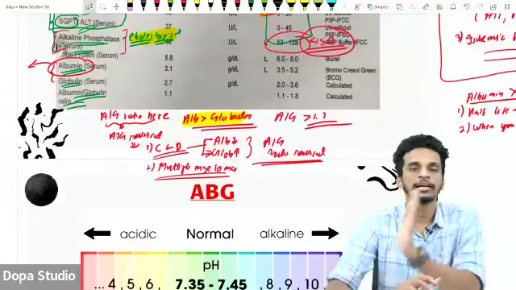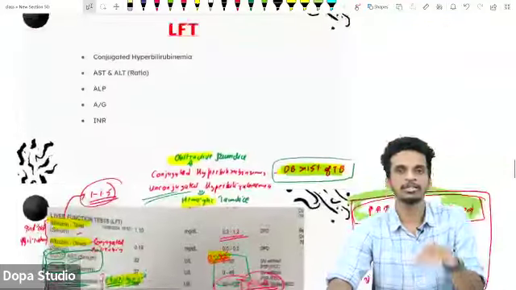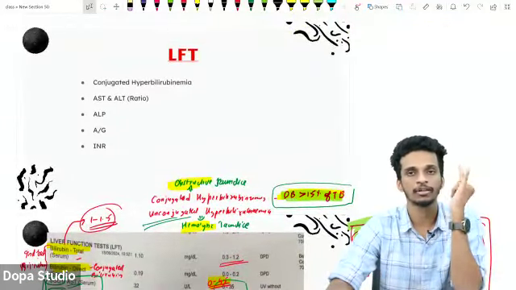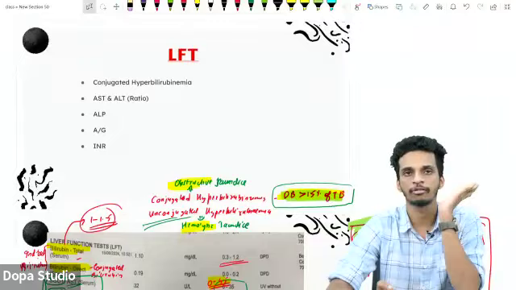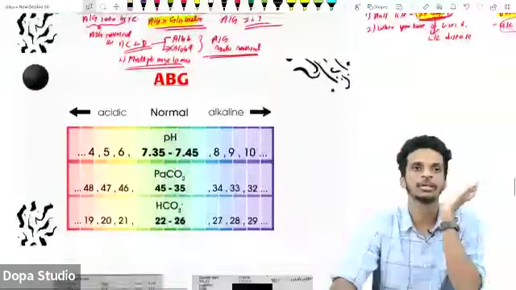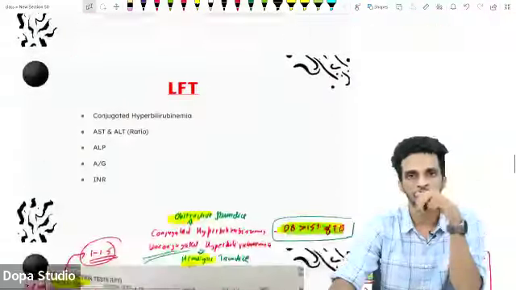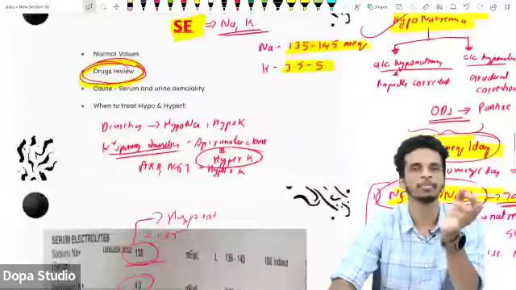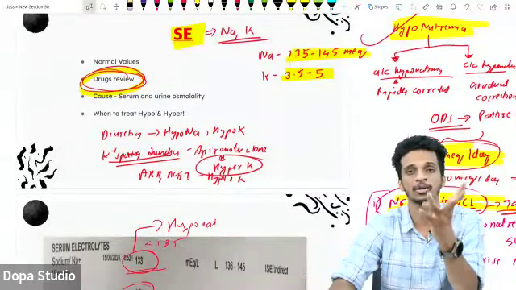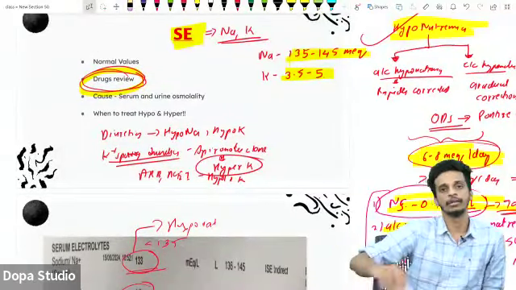So is that clear, guys? We have discussed CBC, renal function test, electrolytes, and liver function test. What remains is ABG and thyroid function test, and I have skipped certain topics. We have skipped anemia plus jaundice, and we have skipped isolated elevation of urea.